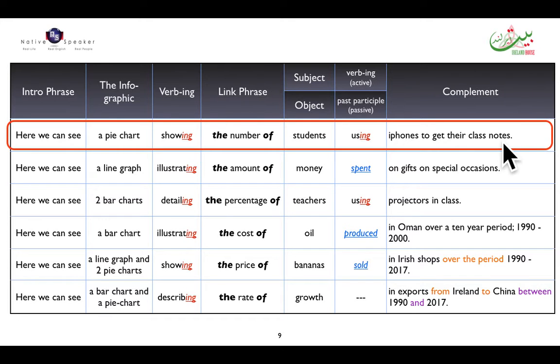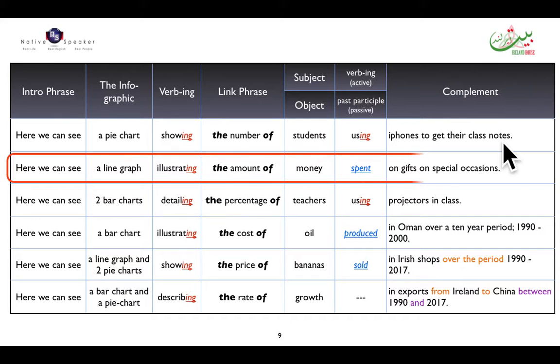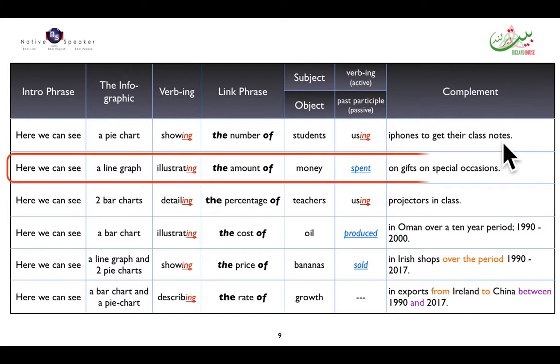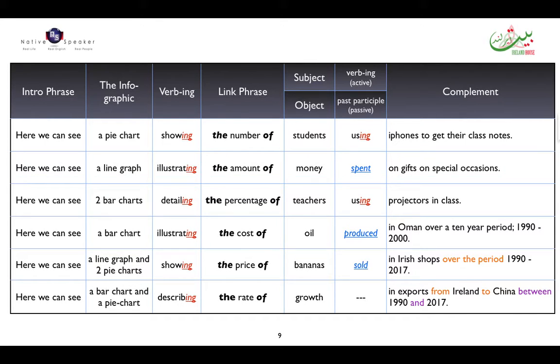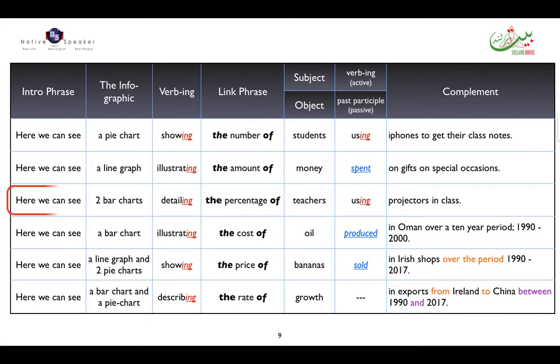Very good. The next one. Here we can see a line graph illustrating the amount of money spent on gifts on special occasions. Now you. Very good. Next one. Here we can see 2 bar charts detailing the percentage of teachers using projectors in class. Now you.